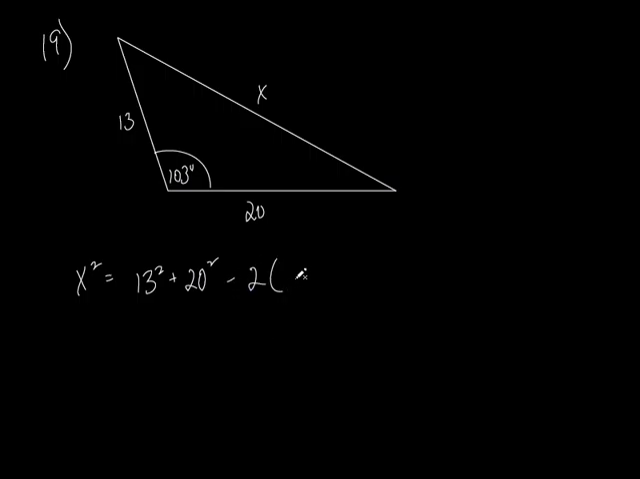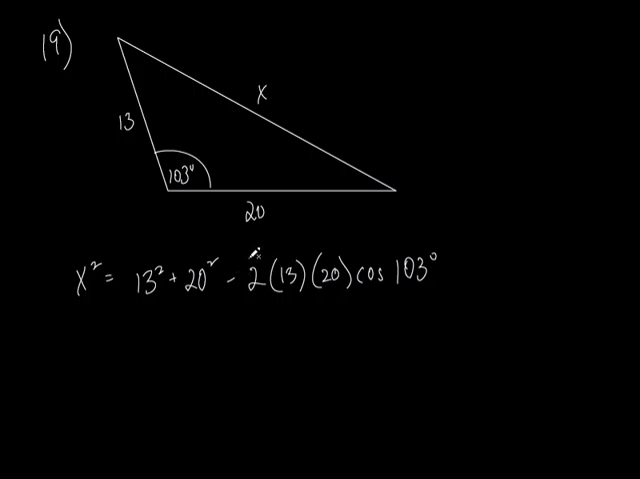Minus 2, right, times these two multiplied together. So 13 times 20 times the cosine of the angle that's opposite this side, which in this case is 103. Got it? And this is just all a matter of throwing into your calculator. You guys love your calculators. You want to use them all the time, right? Well, this is a chance to use your calculator.